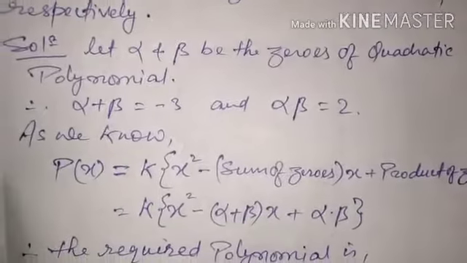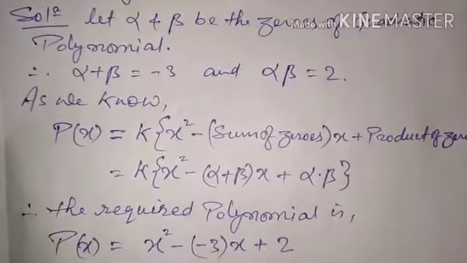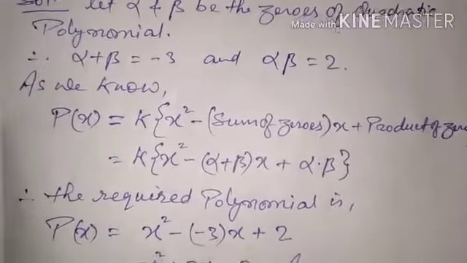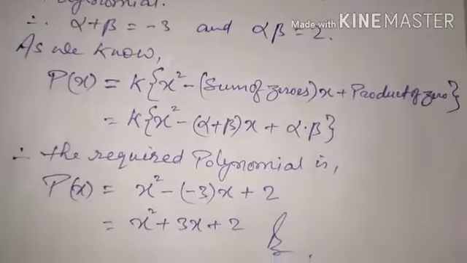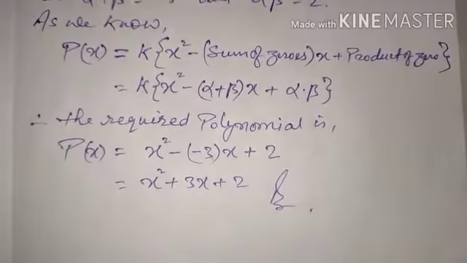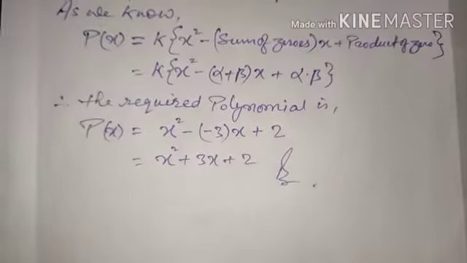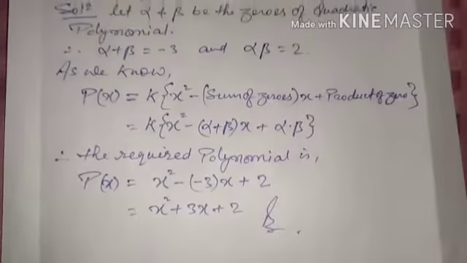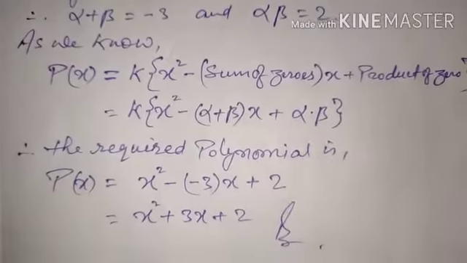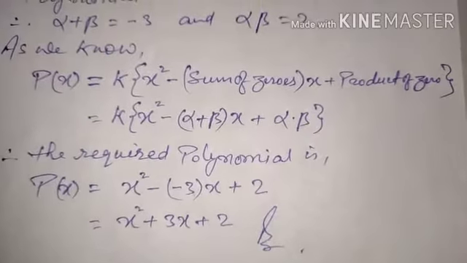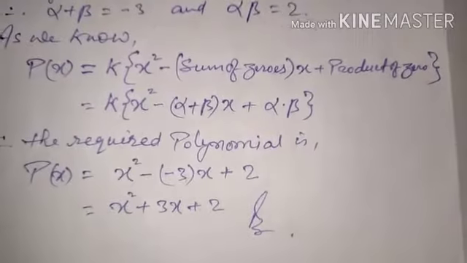Here I have written: let alpha and beta be the zeros of the quadratic polynomial. Alpha plus beta is equal to minus 3 and alpha into beta is equal to 2. Now with the help of this we have to write the polynomial. As we discussed the relationship, from there I'm getting one relation to easily set up the quadratic polynomial with the help of this information. As we know, p of x is equal to k times x square minus sum of zeros into x plus product of zeros.